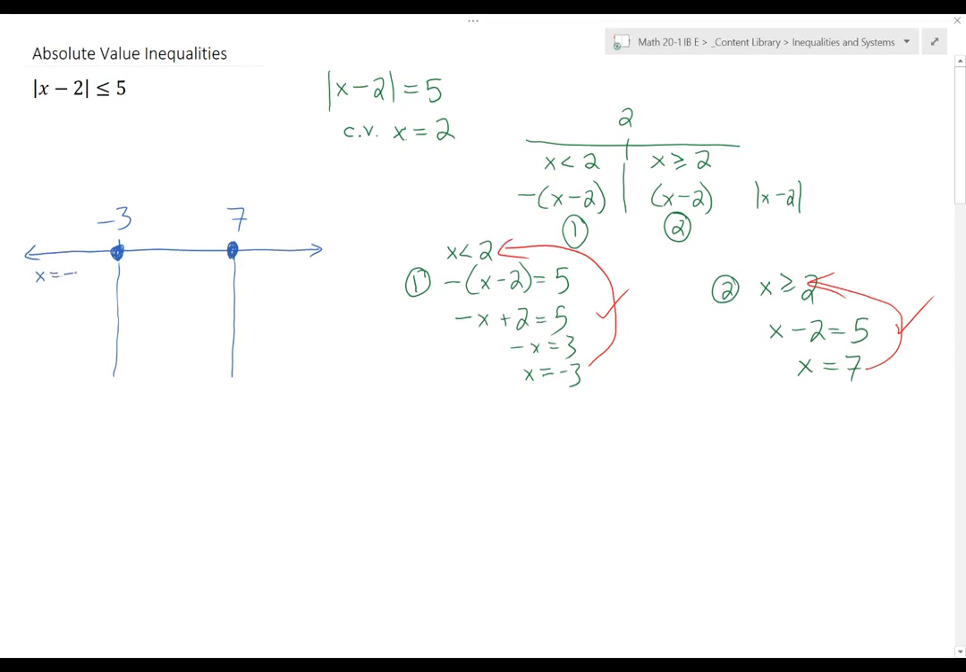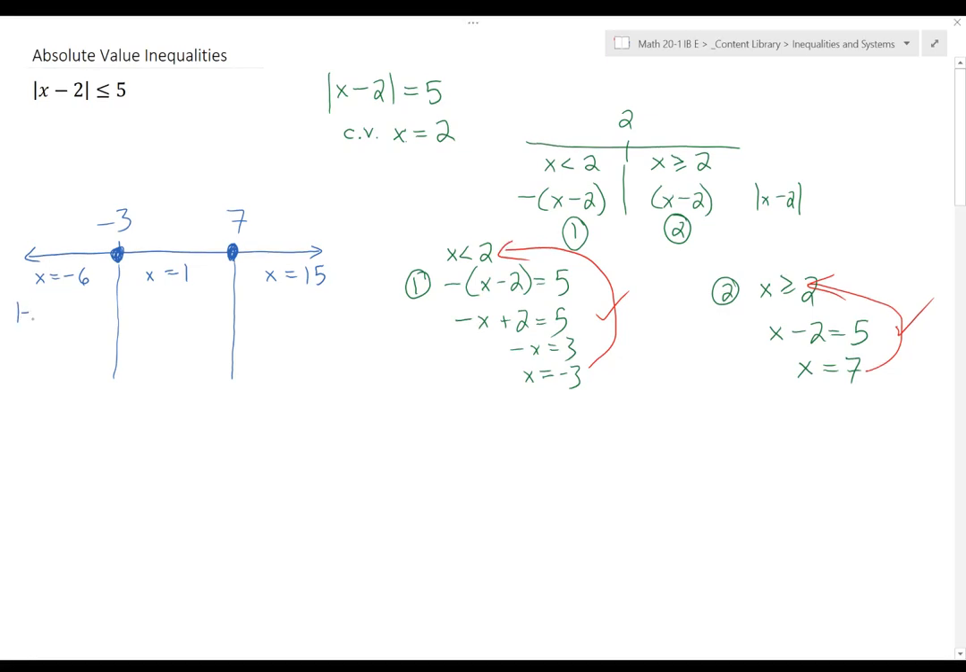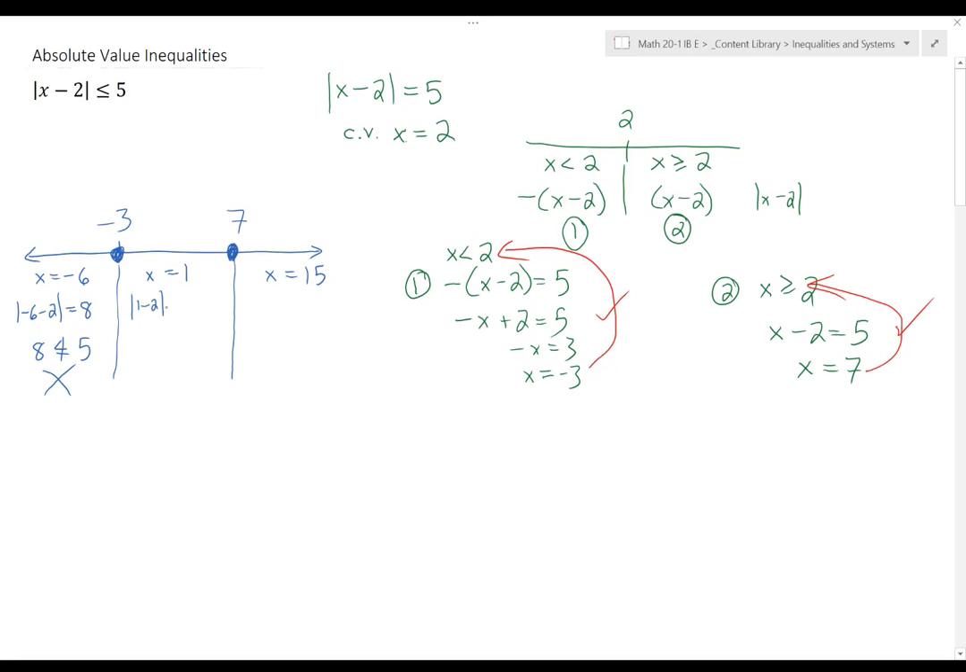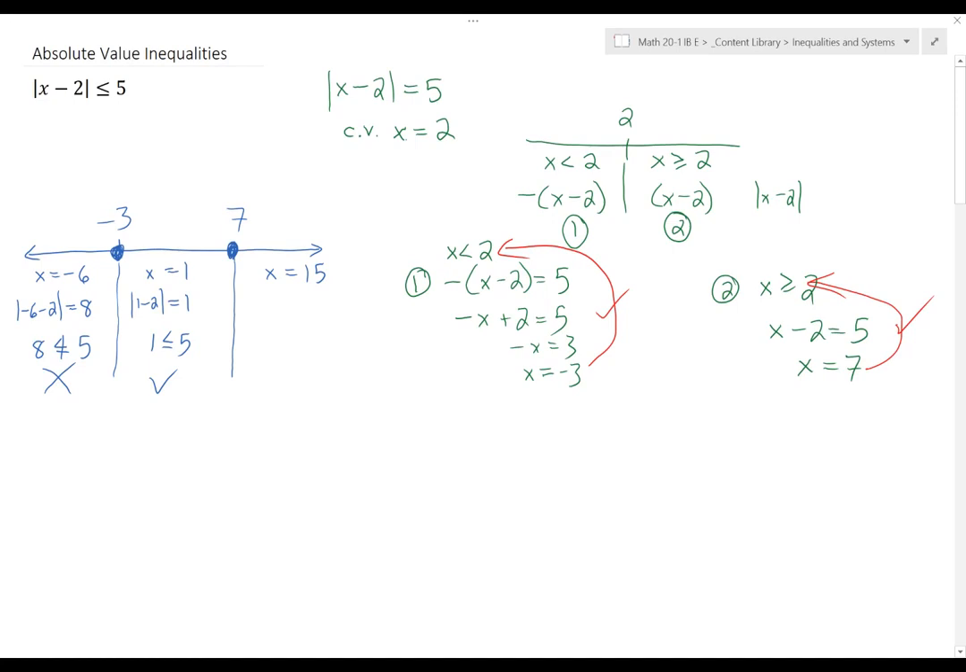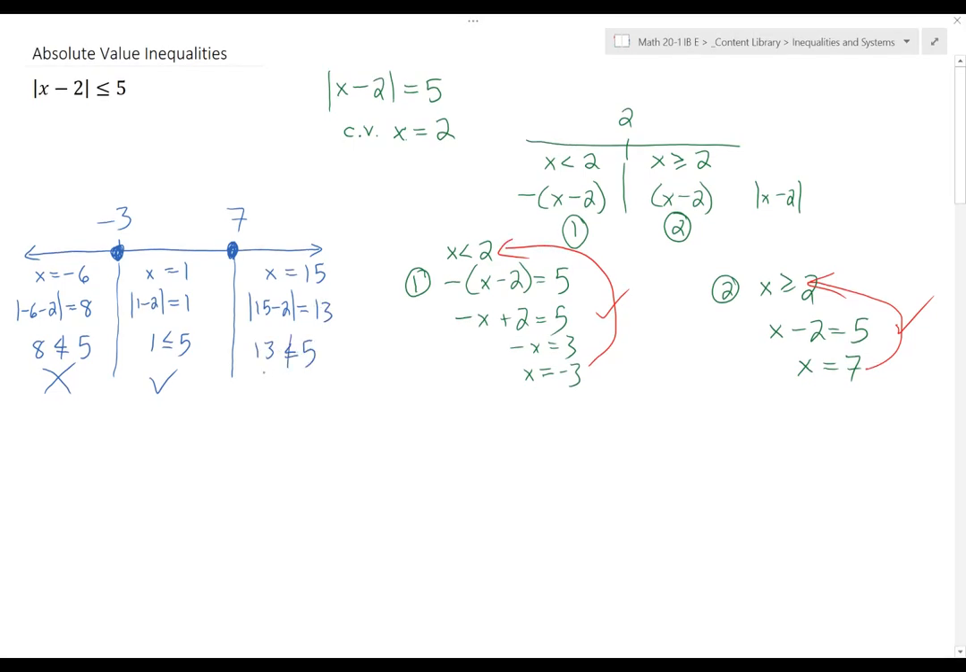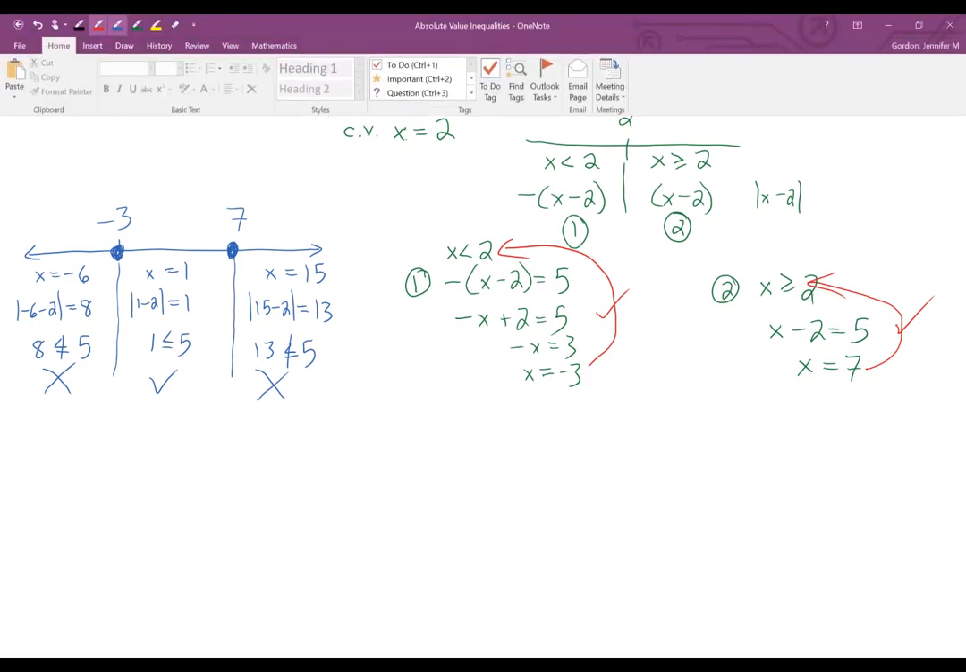So let's say I test x equals negative 6, x equals 1, and x equals 15 as an example. The absolute value of negative 6 minus 2 is the absolute value of negative 8, which is just 8. 8 is not less than or equal to 5, so this interval is not part of my solution. The absolute value of 1 minus 2 is the absolute value of negative 1, which is just 1. 1 is less than or equal to 5, so this interval is part of the solution. And the absolute value of 15 minus 2 is equal to 13. 13 is not less than or equal to 5, so this interval is likewise not part of the solution to the inequality.